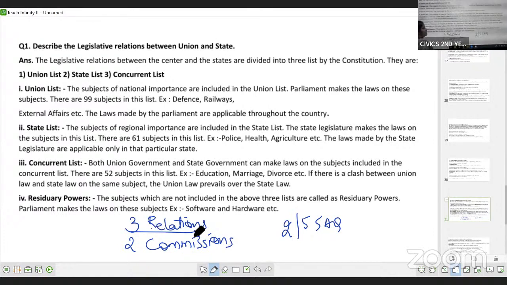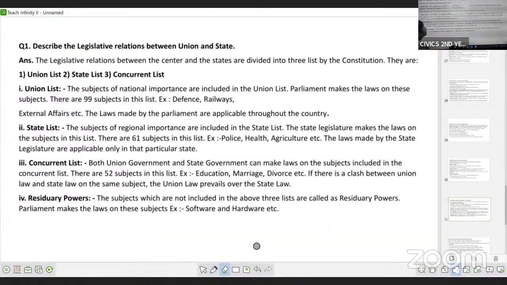The 3 relations are legislative relations, financial relations and administrative relations. And the 2 commissions are the Sarkaria Commission and the MM Punchhi Commission. So you will get 2 questions, right? 1 from relations, 1 from commission. You can expect 1 relation and 1 commission. Sometimes they'll ask you 2 relations also. Okay, so if you learn these 5 questions, you will be able to attempt your paper for another 10 marks.